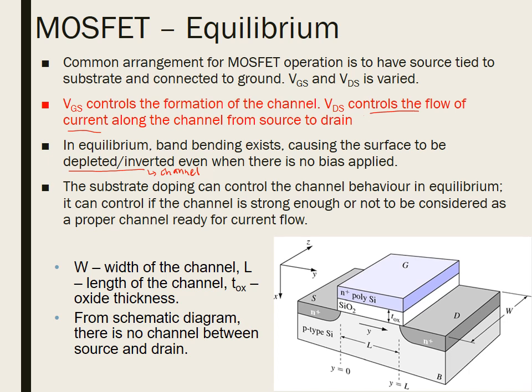This is a schematic diagram of an N-type MOSFET or NFET. Please note the important dimensions in a MOSFET. The position of these dimensions is fixed. W is the width of the channel. The length of the channel is represented by L, and TOX is the oxide thickness. From the schematic diagram, we can see that there is no channel between source and drain at equilibrium.